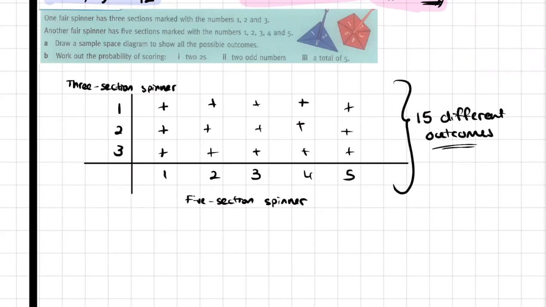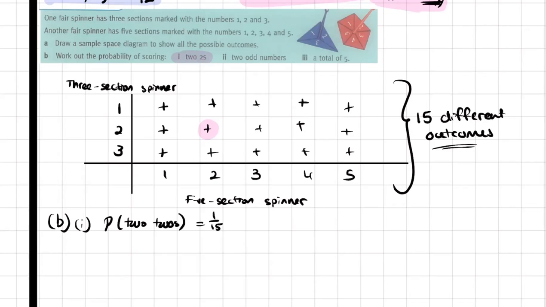Okay, now work out the probability of scoring two 2s. So let me just highlight this one here. Two 2s. So 2 and 2. It's only 1 out of 15.